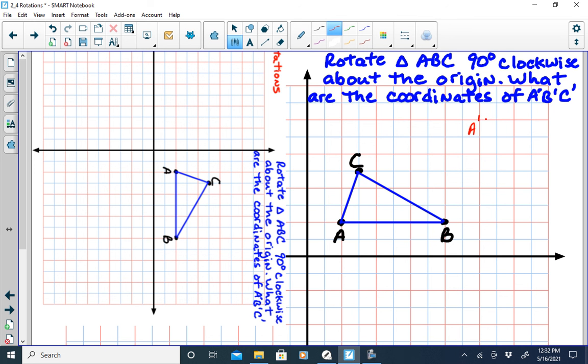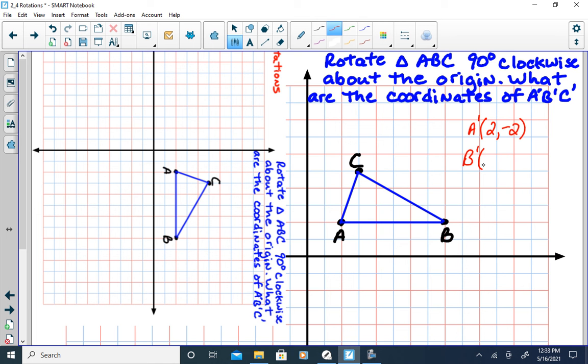Point A is located at (2, 2) on the original triangle. Its image after a 90 degree clockwise rotation is located at (2, -2). So we're going to write that as our coordinates. (2, -2) are going to be the coordinates of A prime.